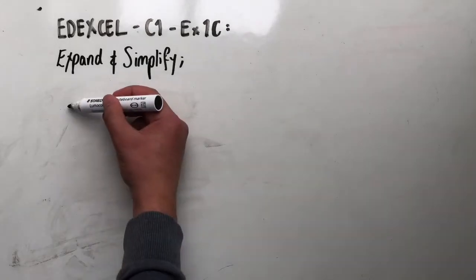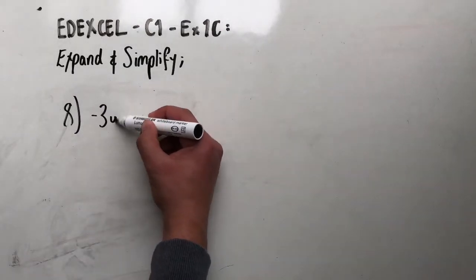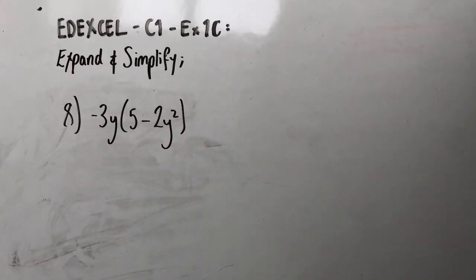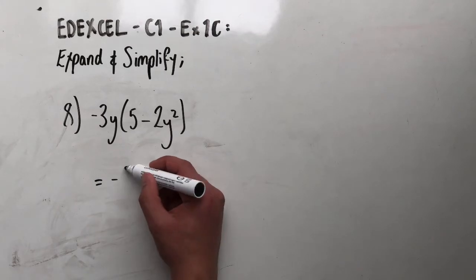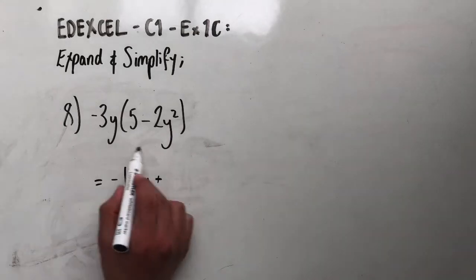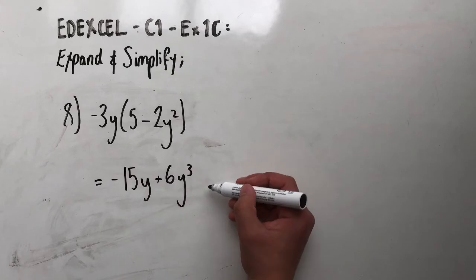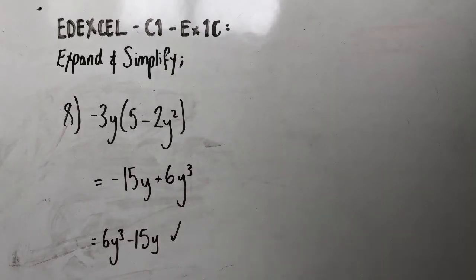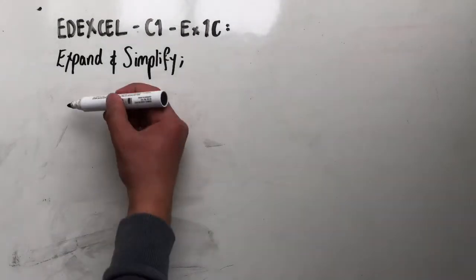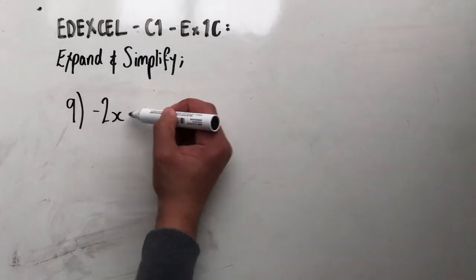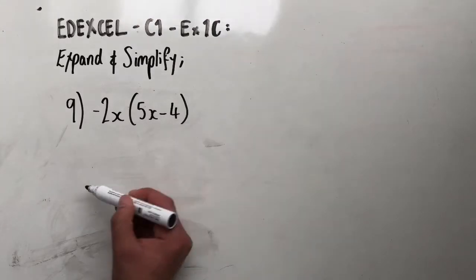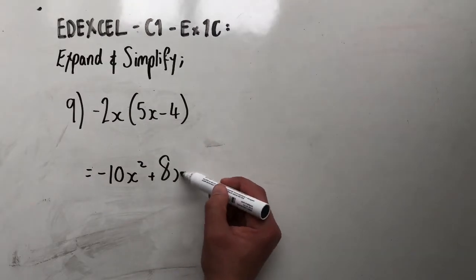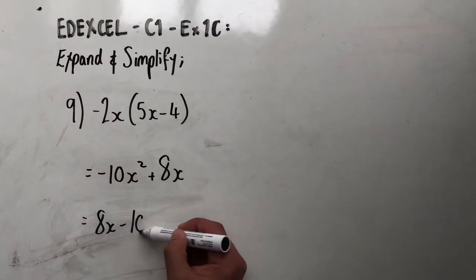Question 8 is minus 3y, open brackets 5 minus 2y squared, close brackets. This one again, we times minus 3y times 5 is minus 15y. Minus 3y times minus 2y squared becomes positive 6y cubed. Rewriting it so we don't have a negative term at the beginning, and there's your answer. Question 9 is negative 2x, open brackets 5x minus 4, close brackets. Minus 2x times 5x is minus 10x squared, minus 2x times minus 4 is plus 8x.